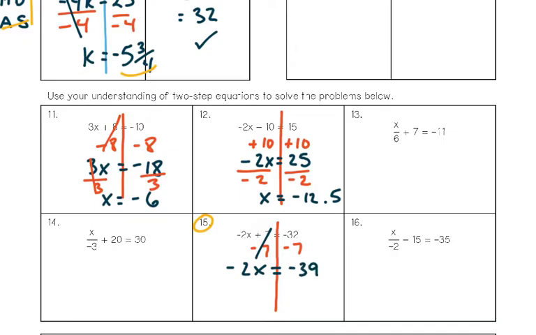That might have been a hard one to spot, but if you have a negative 32 and you're going down 7 more, you're getting more negative. So it should be negative 39.